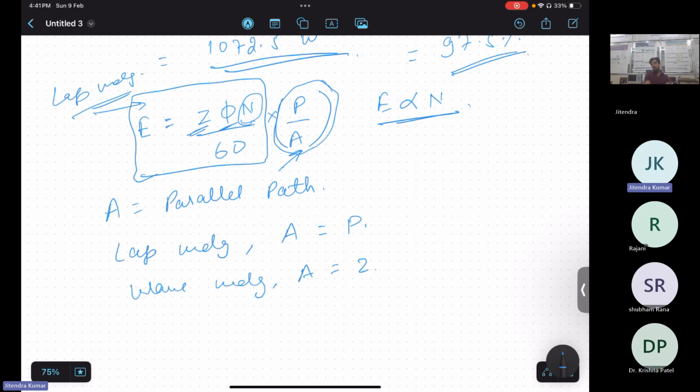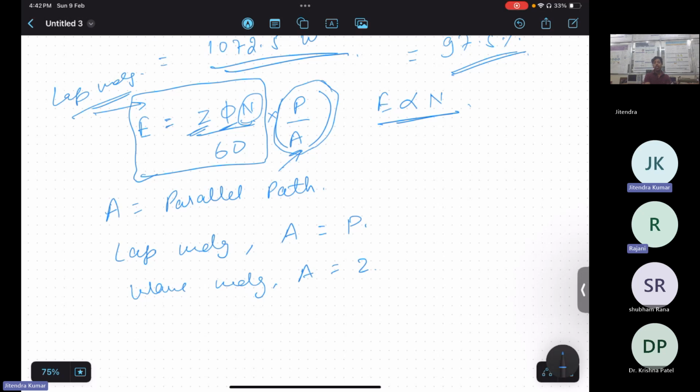Flux density is given, D square L is given, so indirectly the area is given, right? Air gap area is how much? 1.30 into 0.30? That is D into L.